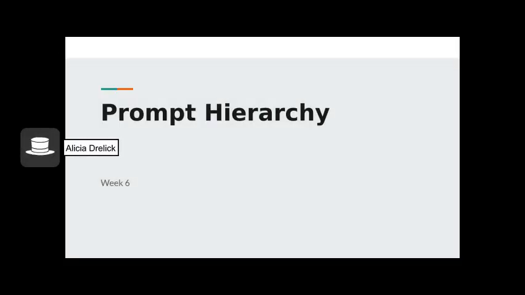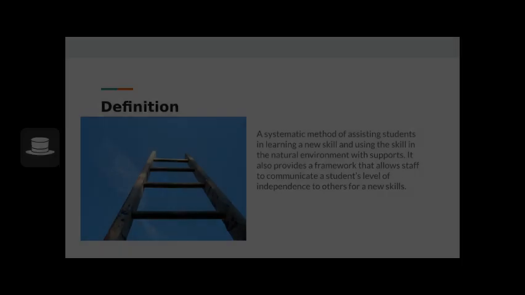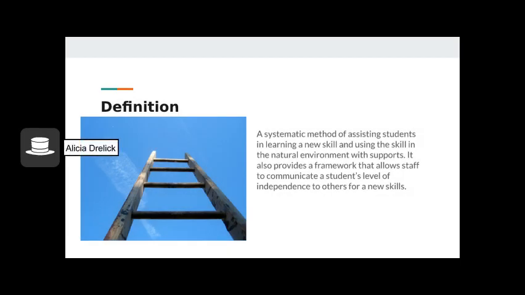In this video, we will learn about prompt hierarchies, or systematic ways to implement prompts to increase student independence while learning new skills. A prompt hierarchy is a systematic method of assisting students to learn new skills and to help them use new skills in the natural environment. This can provide a framework that allows you to communicate your students' level of independence while they are learning a new skill.